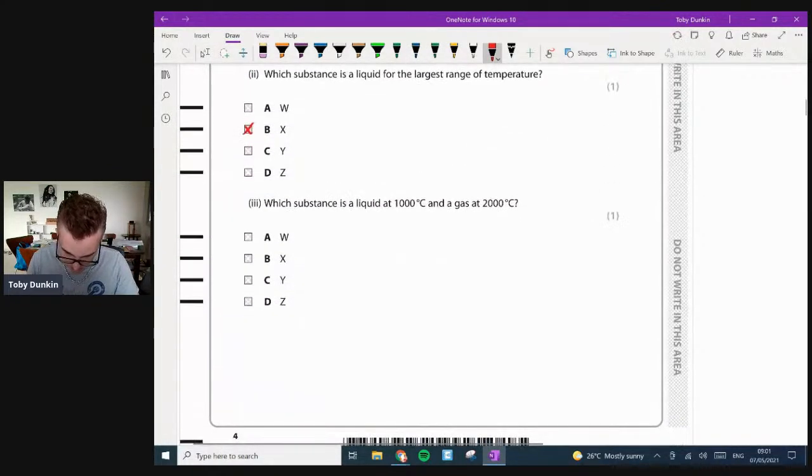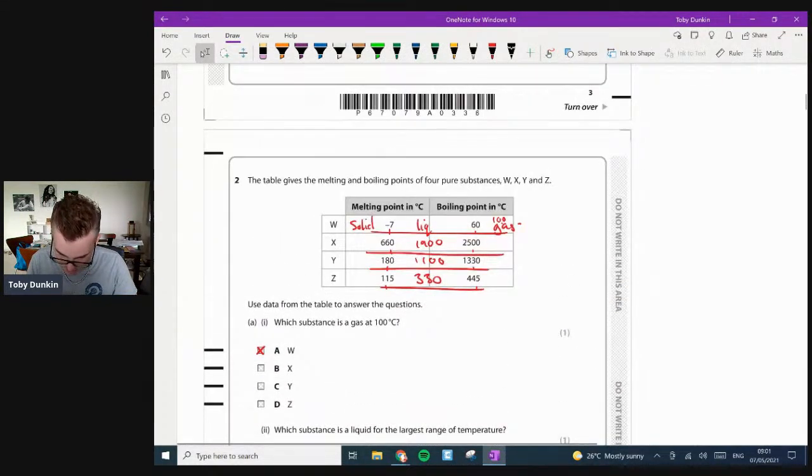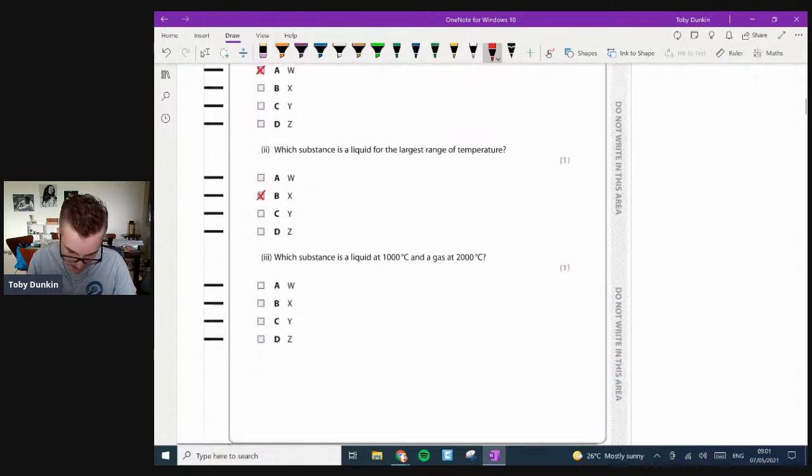Next, which substance is a liquid at 1,000 degrees and a gas at 2,000? Okay, a liquid at 1,000. So 1,000 and a gas. Oh, okay, so that one's still going to be X. X is still going to be a liquid at 2,000. So Y is my answer, because 1,000, give or take, is going to be about there. And 1,000 is in the middle gap, so that one's going to be a liquid at that point. We're going to get to 2,000, which is up here, and that's going to now be a gas. So it's going to be Y.